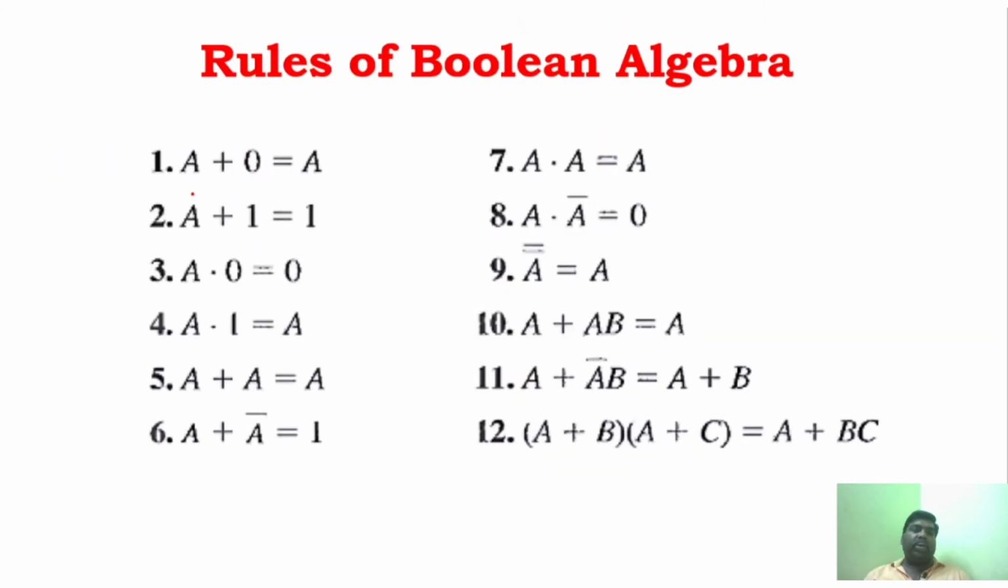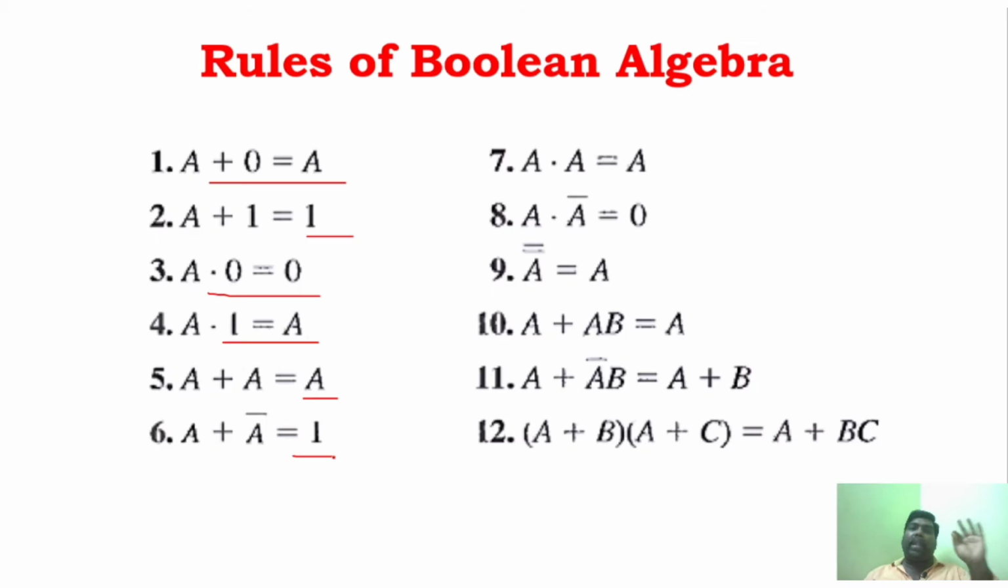So these are the 12 rules we're going to see. That is A plus 0 will be equal to A. A we can call a literal or a variable here. Similarly, A plus 1 is equal to 1, A dot 0 is equal to 0 and A dot 1 is equal to A. All these are very simple expressions. You have to show proof for each and every expression. So A plus A is equal to A and A plus A bar is equal to 1.